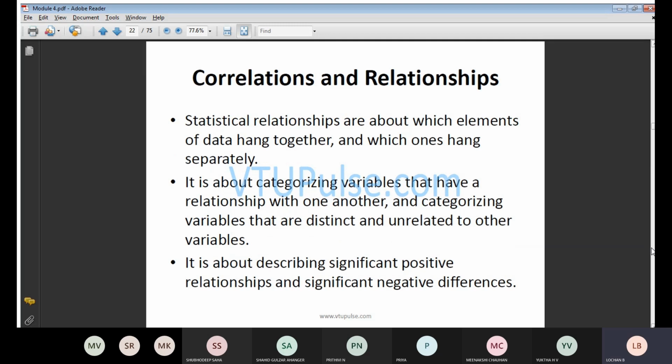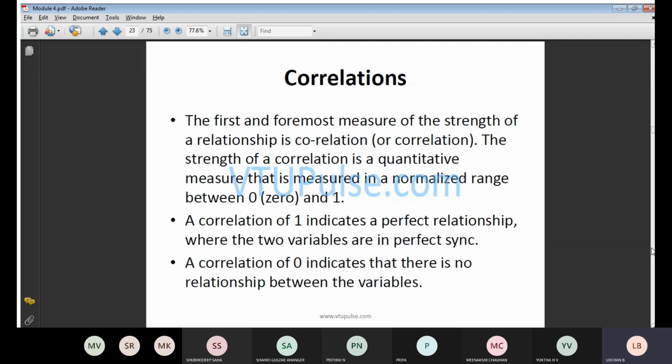Correlations and the relationship. In this particular case, the statistical relationship is how the elements of the data hang together, which categorizes the variables. So in that case, we will have distinct and unrelated variables. It is about describing the significant positive relationships and the significant negative relationships you will be getting. So you are going to get two words here: one is a positive relationship and the other is a negative relationship. For example, in this particular case, we will have a range from 0 to 1. We are going to calculate the values from 0 to 1.